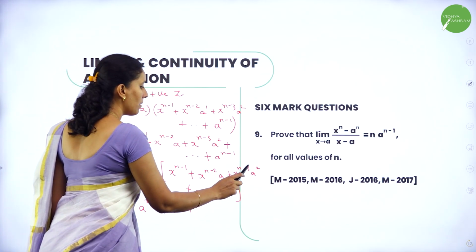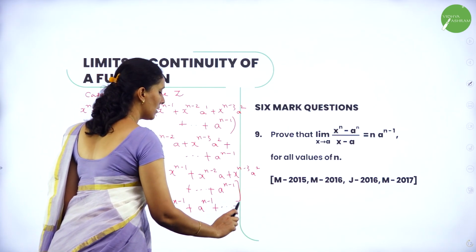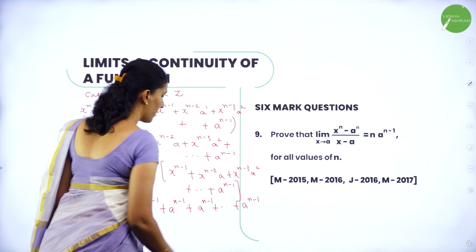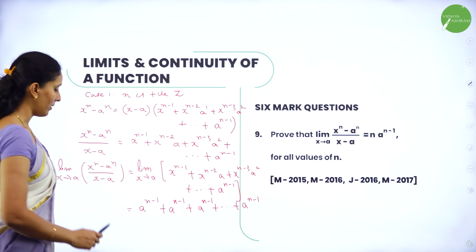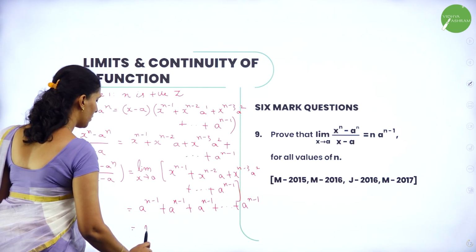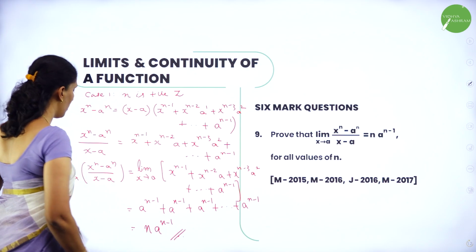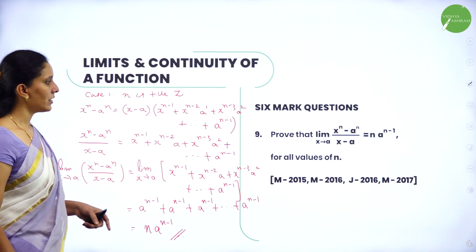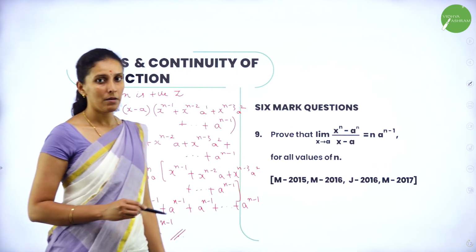Here a to the power n minus 3 a square becomes a to the power n minus 1 plus a to the power n minus 1. So now you have a to the power n minus 1, n times. So therefore the value will be equal to n into a to the power n minus 1. Thus we got the answer for the first case: the limit of the function is equal to n into a to the power n minus 1.